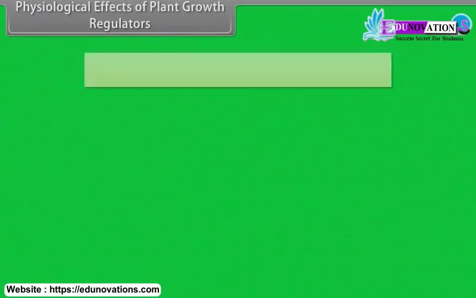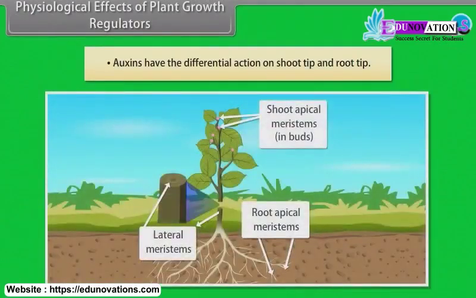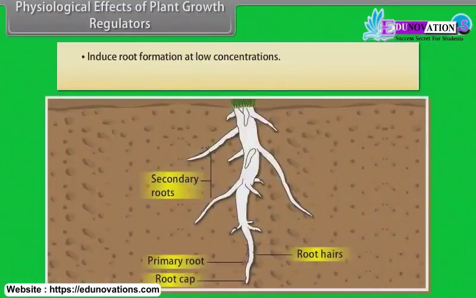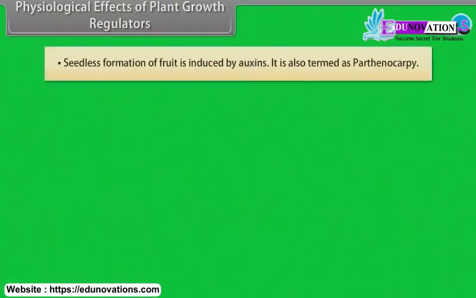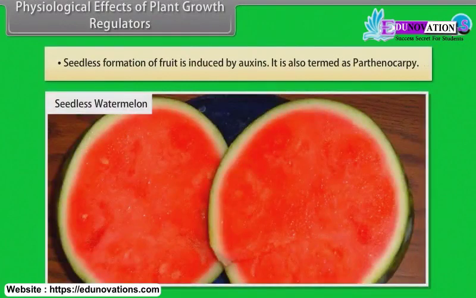Auxins have a differential action on shoot tip and root tip. They induce root formation at low concentrations. They prevent leaf fall by suppressing the formation of the abscission layer. Seedless formation of fruit is induced by auxins. It is also termed parthenocarpy.